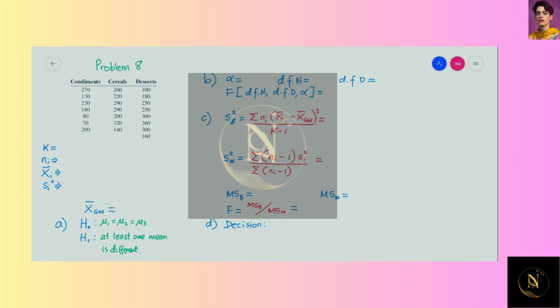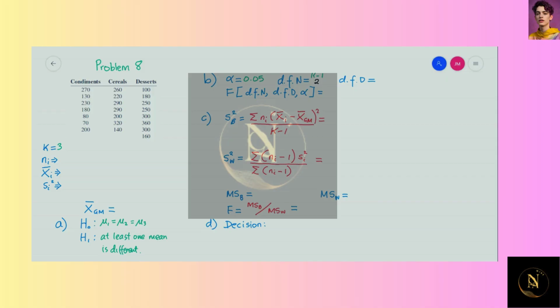Now, before we get the critical value of F, we have to know the degrees of freedom for the numerator and the denominator, and also the level of significance. In our case, the level of significance alpha is 0.05, and for the numerator degrees of freedom, we need k minus 1. K is the number of groups in this study, and since we have 3 different types of foods, k will be 3. So 3 minus 1 gives us 2 degrees of freedom for the numerator.